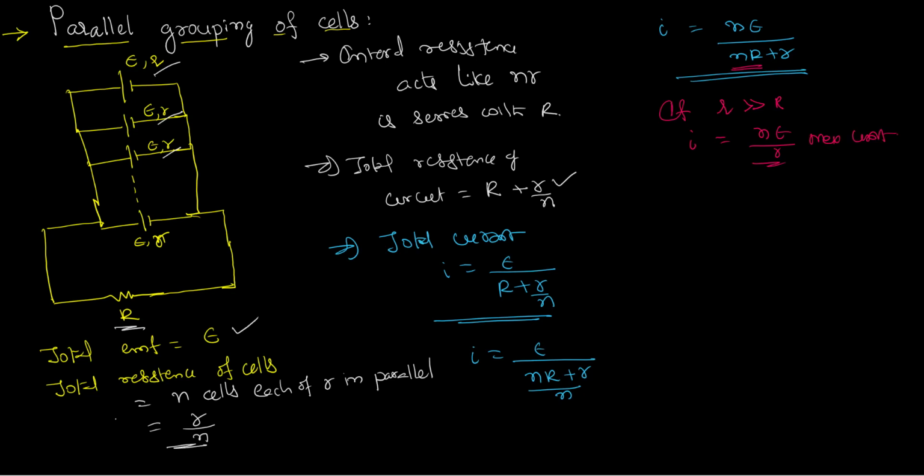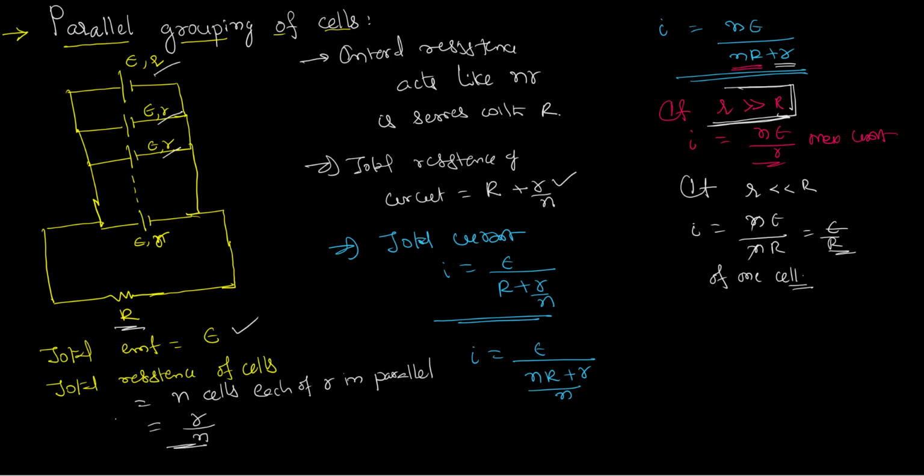What happens if the case is reverse? Say internal resistance is much smaller than the external resistance, then I need to ignore this internal resistance and the current becomes nE by nR, which is E by R, equal to the current of one cell itself. Therefore, parallel grouping is useful to drive maximum current only when the internal resistance is much bigger than the external resistance. If internal resistance is equal to the external resistance, then of course there will be some current. If internal resistance is much smaller than the external resistance, the current driven is small.